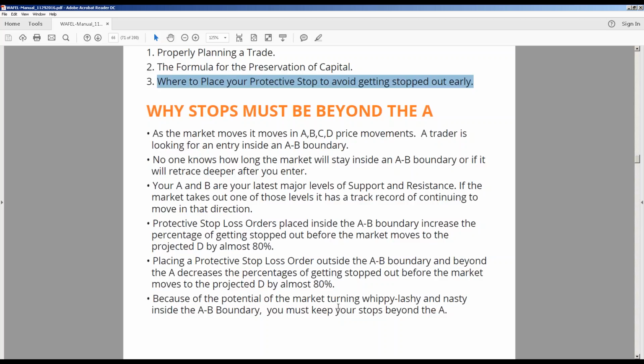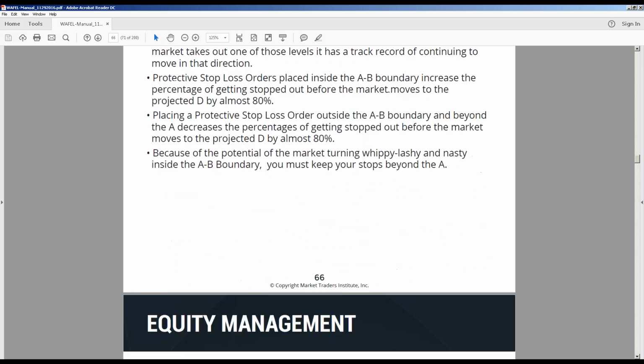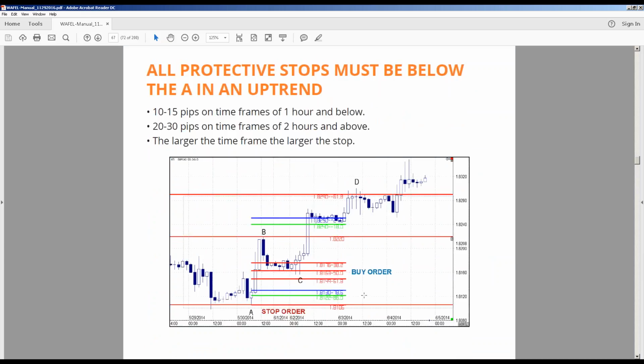Now, because of the potential of the market turning whippy, lashy and nasty inside the AB boundary, you must keep your stops beyond the A. So all protective stops must be below the A in an uptrend. 10 to 15 pips below the A on time frames 1 hour and below. 20 to 30 pips on time frames of 2 hours and above. And just know that the larger the time frame, the larger the stop. So there we have an up AB boundary.